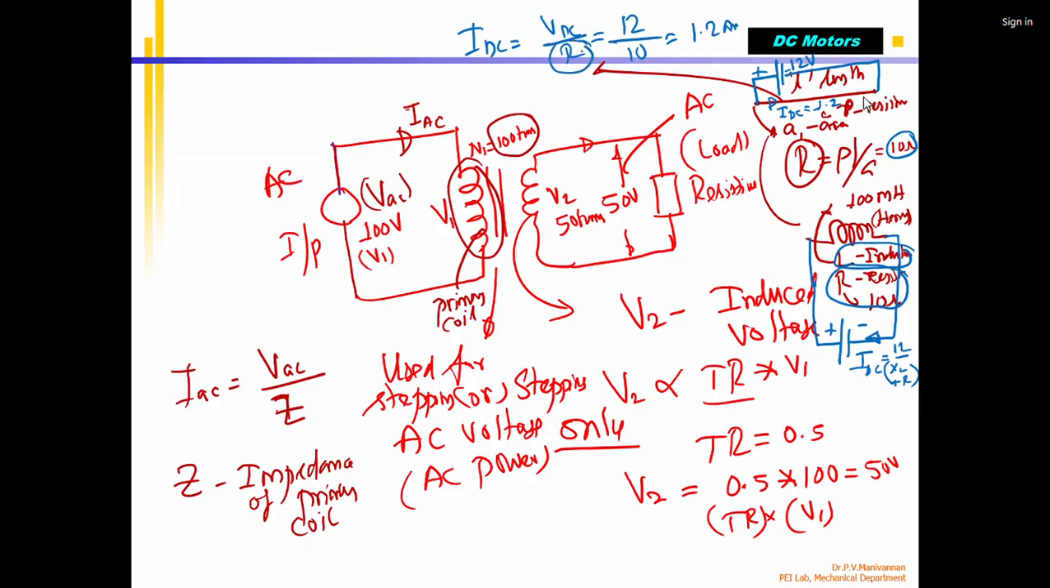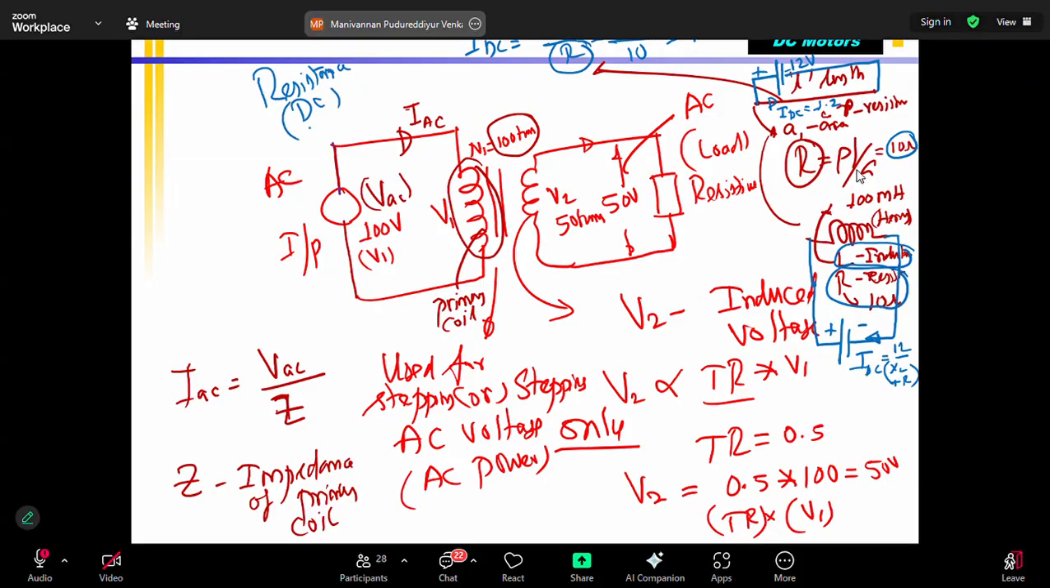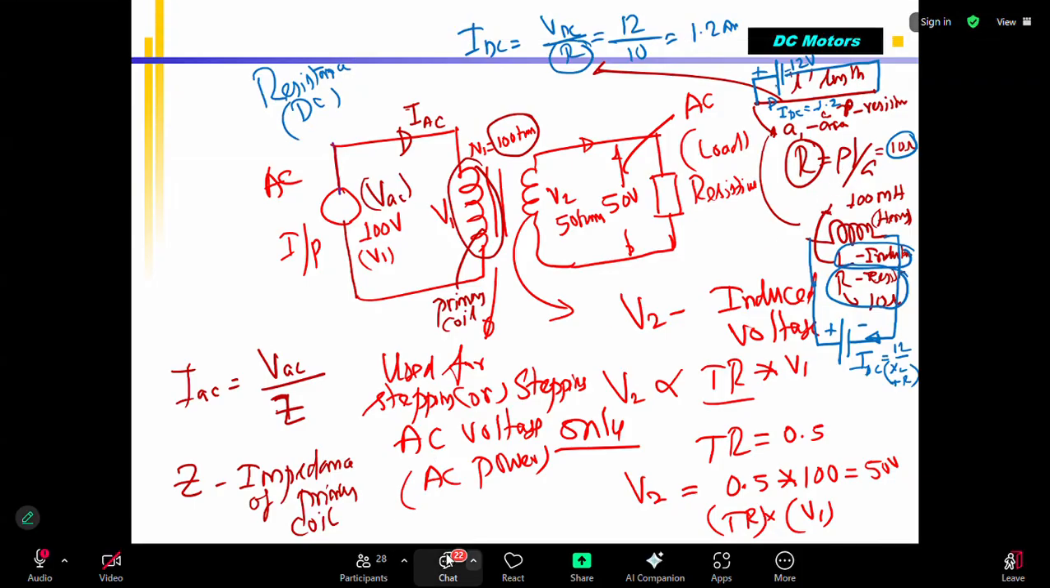XL plus R. The denominator, when you calculated DC current, what was the formula? VDC divided by R. R is the DC resistance. Resistance is also called DC resistance. Some books call it a DC resistance, correct? It remains the same. Okay. Whether you supply a DC voltage or you supply an AC voltage.